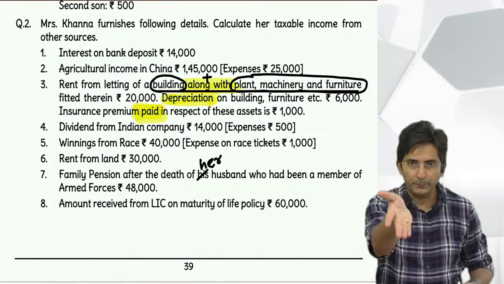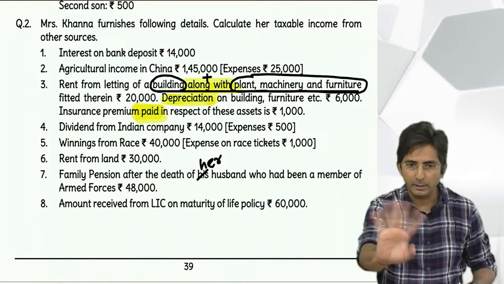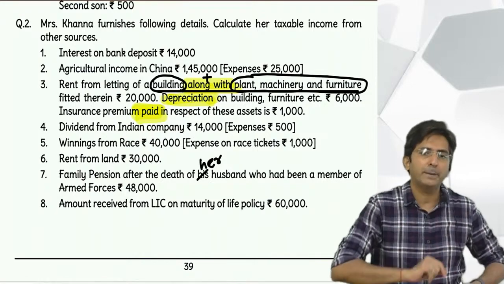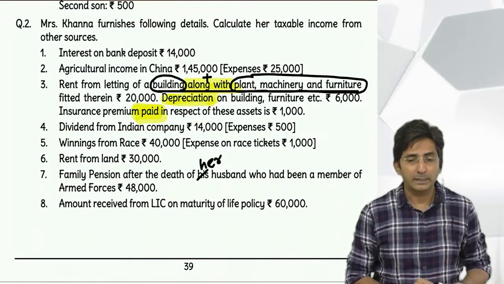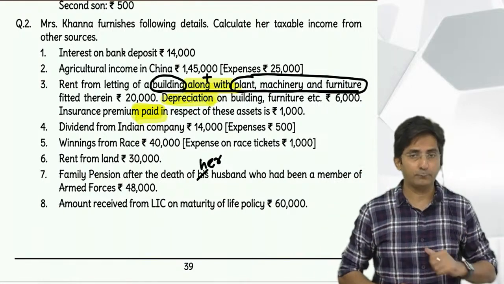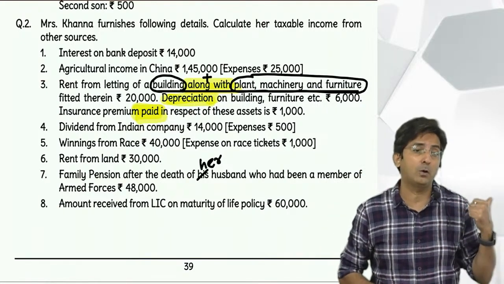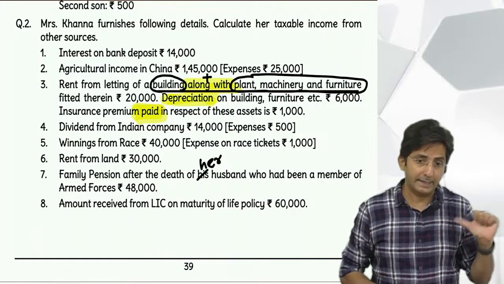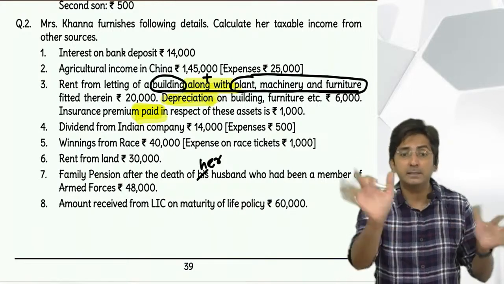I am talking about you people. You are studying, you are not earning income. You are dependent on your parents. So tell me, if I get money for my treatment, exempt. If I get it for the treatment of my spouse, exempt. Children, exempt. And here dependent or independent doesn't matter.